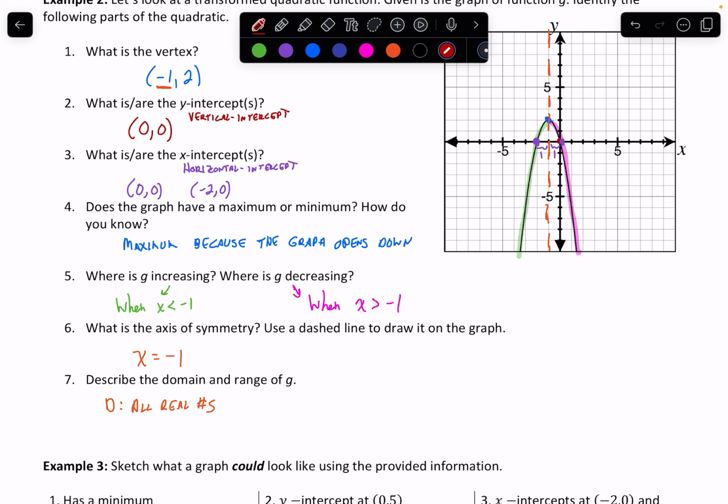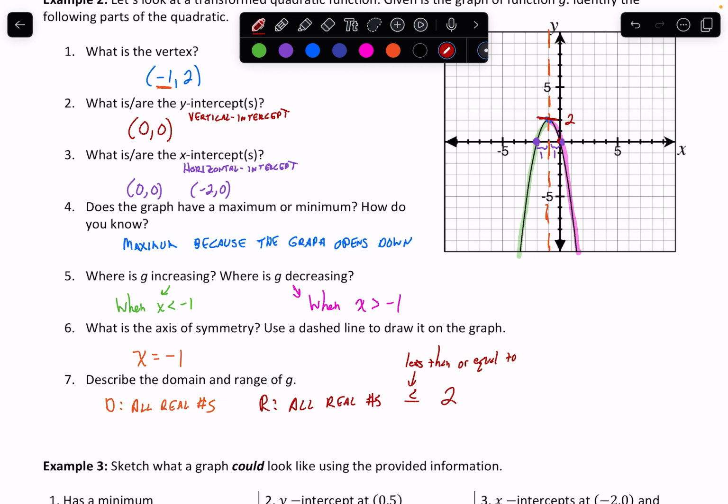Now the range gets a little tricky because you have to pay attention to your vertex. For range, you can get out any value you want up until this maximum value of 2 for the y values. So we're going to say all real numbers less than or equal to 2. 2 is the highest possible output we can get right here. We're never going to get out anything bigger than 2.